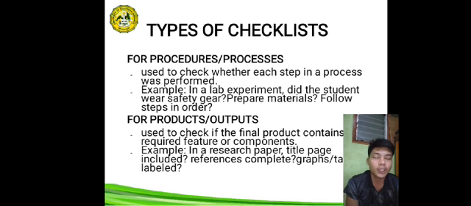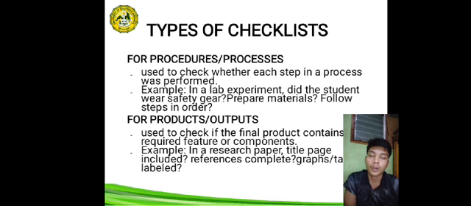So what is the purpose of using a checklist for procedures? The main purpose of using a checklist for procedures is to ensure that all necessary steps are completed accurately and consistently, helping to reduce errors and improve efficiency by providing a clear, organized guide to follow.